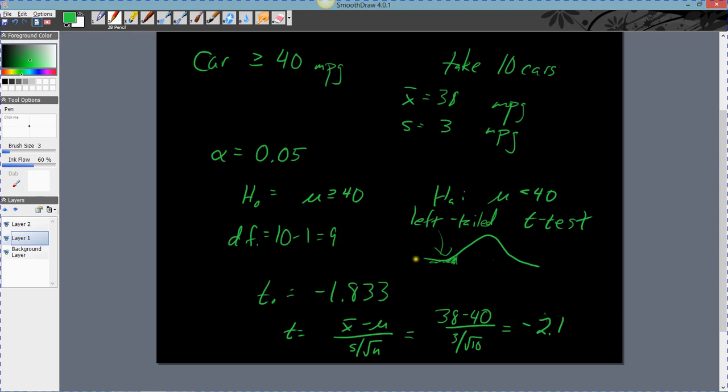So negative 2.1 compared to negative 1.8, sure enough, negative 2.1 is over here. So we do have enough evidence to say there's no way that these cars really should average 40 miles per gallon. The fact that we got 38 for 10 cars is too much of a discrepancy. So, all right, that's how you use the t-table.